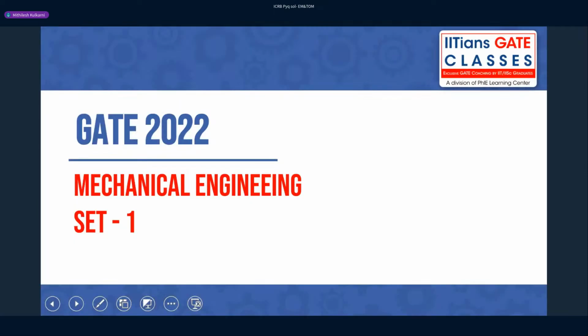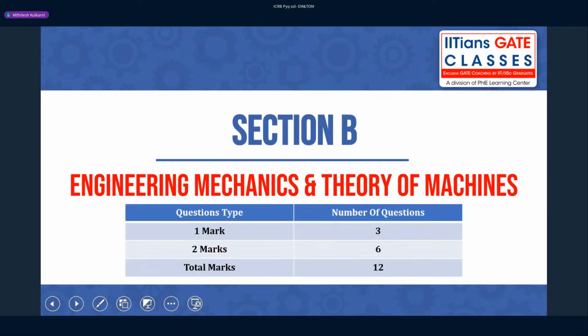In today's session, we will solve the GATE 2022 paper of Mechanical Engineering Set 1, focusing on the engineering mechanics and theory of machines questions. There were a total of 12 marks of questions asked in this, 6 for 2 marks and 3 questions were asked for 1 mark. Let's solve them one by one.